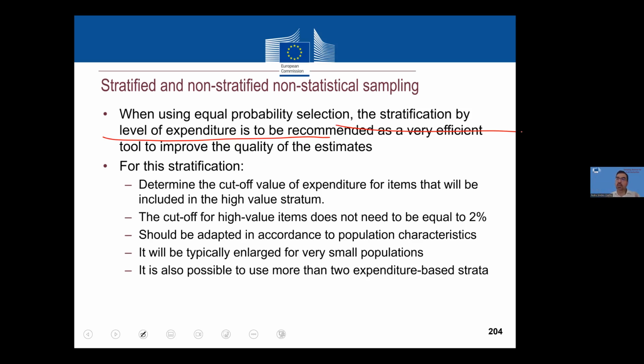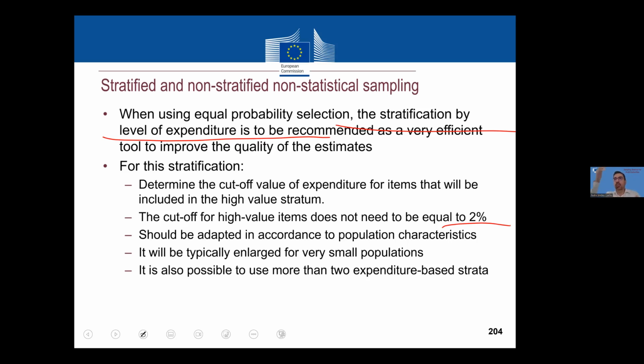And for this, please consider that the cutoff between the high value and the low value items is determined by you. So the cutoff is not like in MUS, it does not need to be exactly equal to book value divided by sample size, or some auditors in the past thought that this cutoff should be, I don't know why, 2% of the expenditure. Not at all. The cutoff is completely based on your professional judgment.